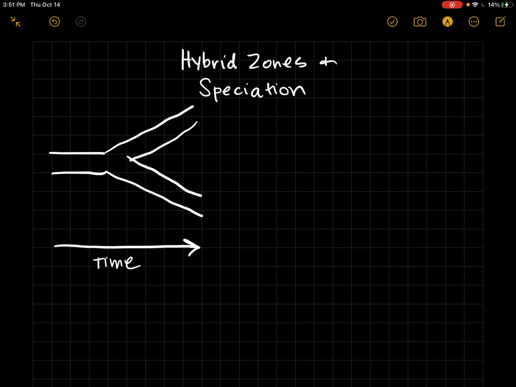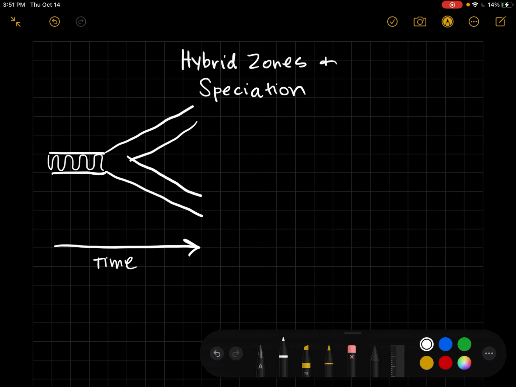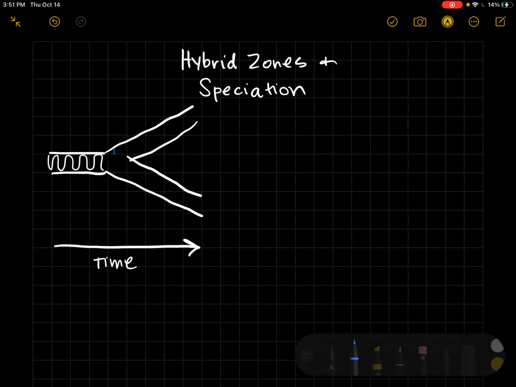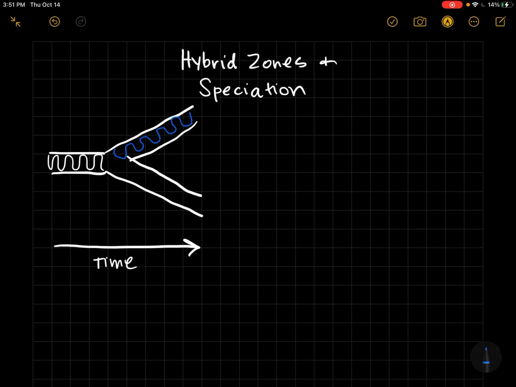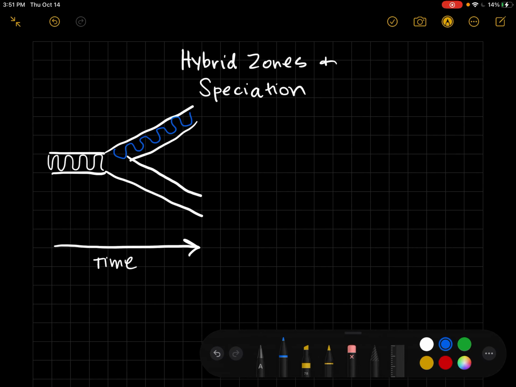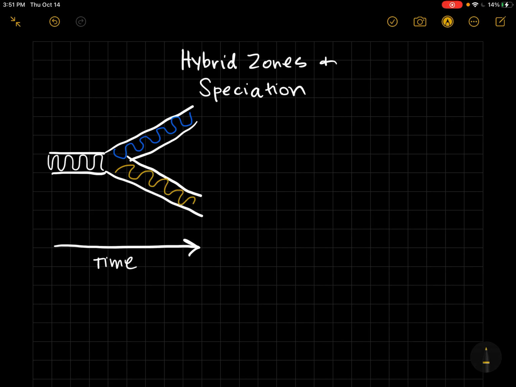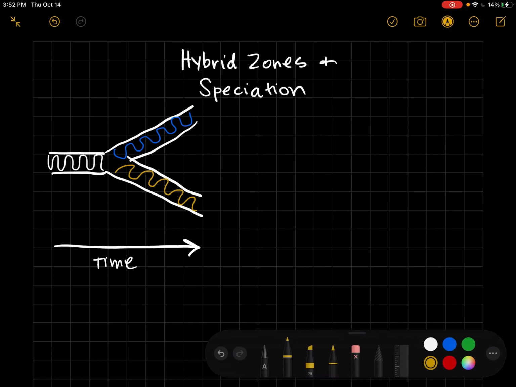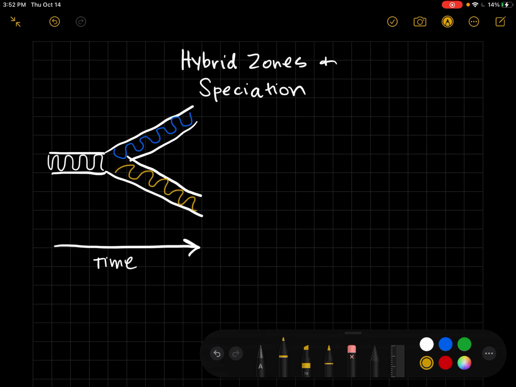Here's our time axis. So in this part of the lineage, we've got a single lineage, single species, and that means that there's gene flow within the species. Now, when it splits, splitting the species technically is the cessation of gene flow between these two populations. And so we're going to end up with two distinct populations, the blue population and the yellow population, or sorry, the blue species and the yellow species, and they're no longer exchanging genetic information. So we put them kind of like in their little silos.